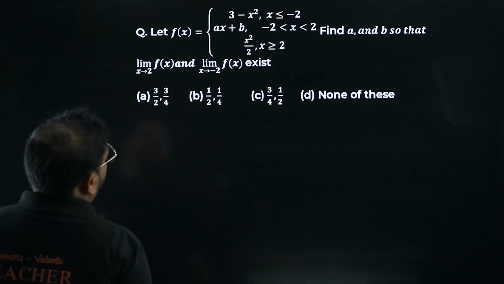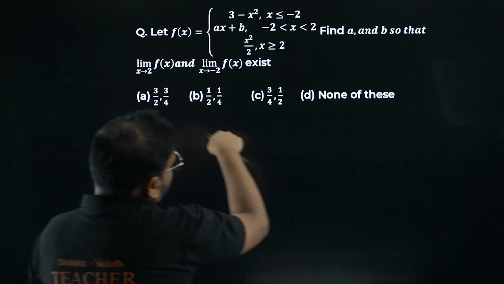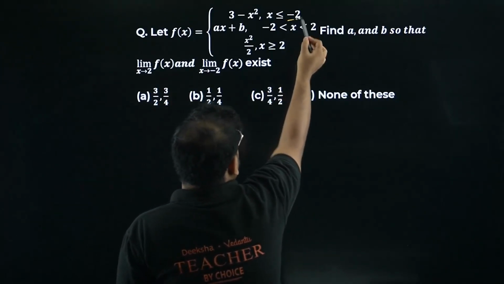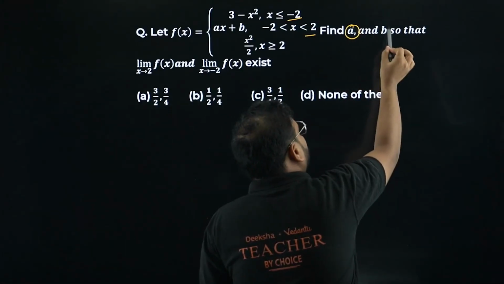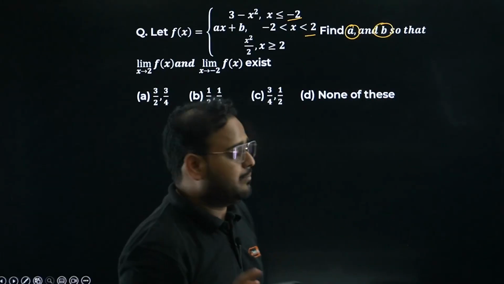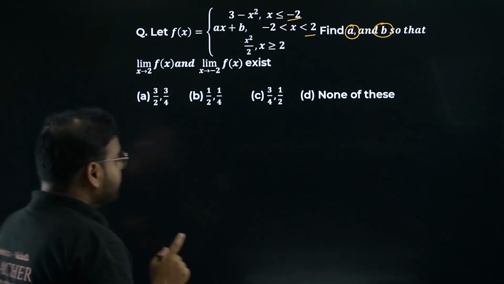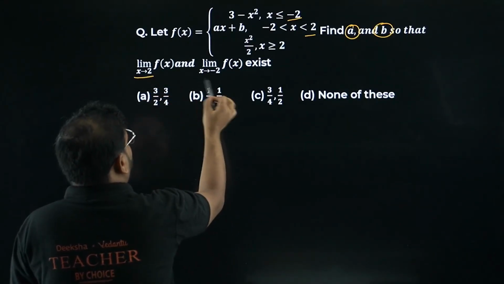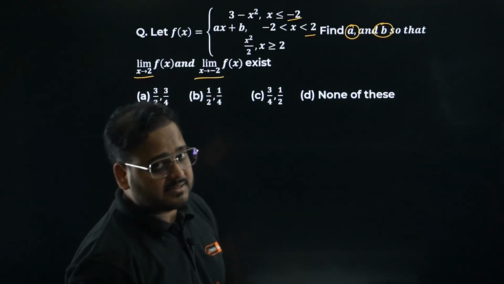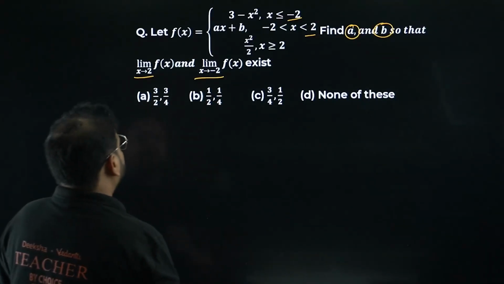So we are given f(x). The function is branched at the point -2 and the point 2. There are two variables involved, variables are a and b. I'm going to find the value of a and b. Okay, great. They've given that the limit of the function f(x) at the point 2 and at the point -2 both exist. Both exist.